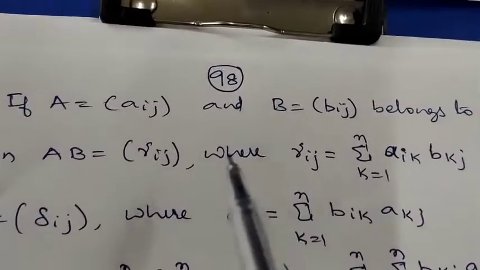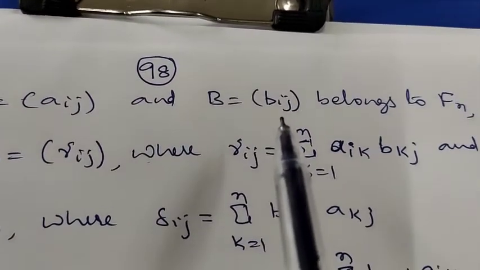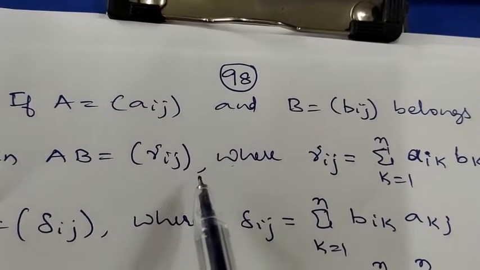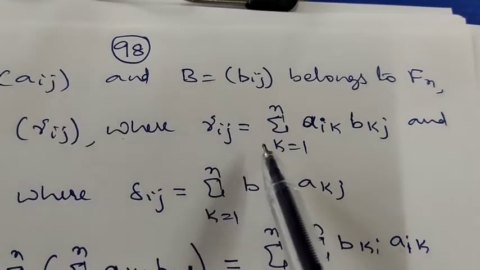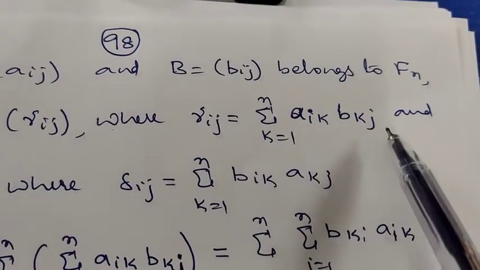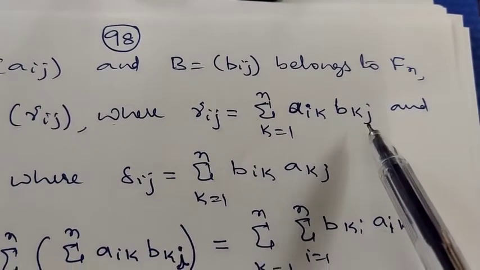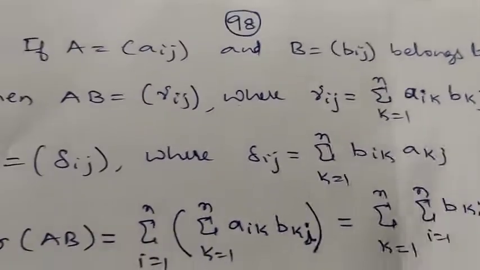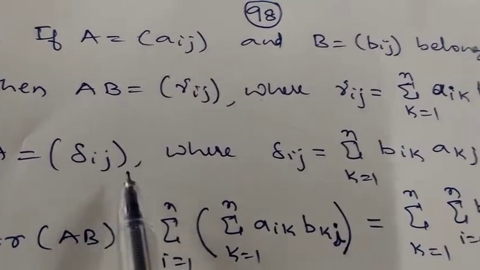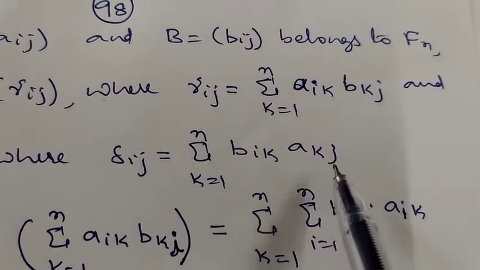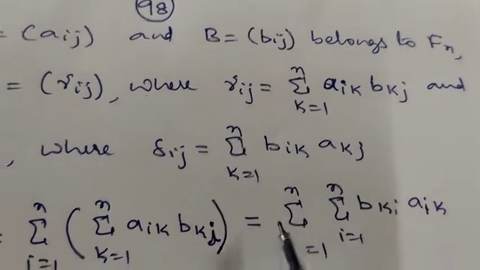Now let us come to the third one. Let us take A equal to Aij and B equal to Bij. Then A into B is gamma ij, the product, where gamma ij is given by the summation k equal to 1 to n of Aik into Bkj. This you know by the rule of product of any two matrices. And BA is delta ij, where delta ij is given by the summation k equal to 1 to n of Bik into Akj.